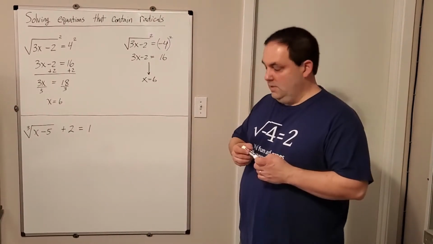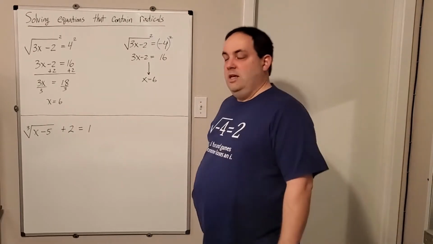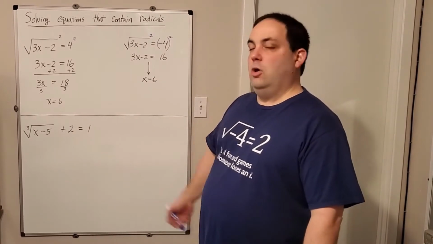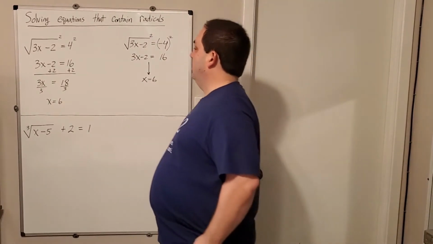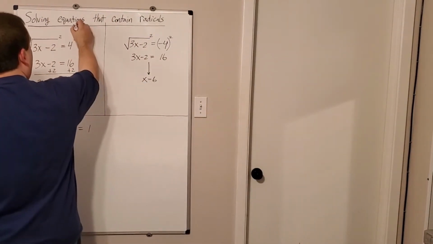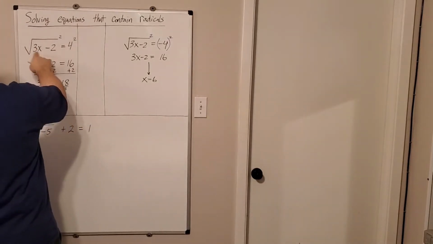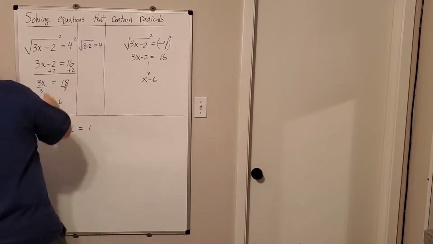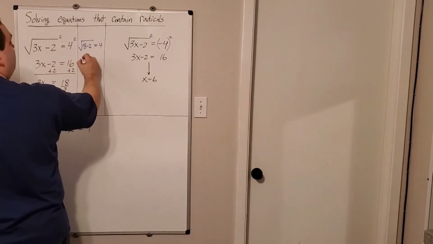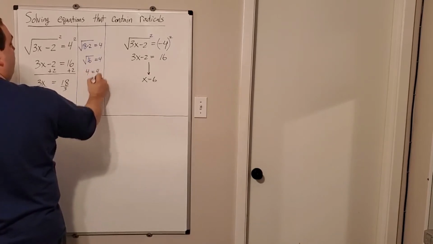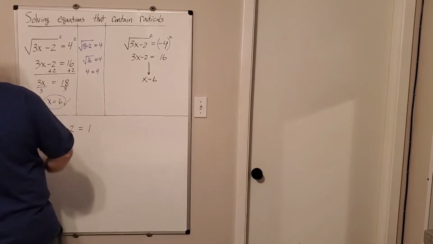No, they don't. Remember, a solution is a value that I can substitute back into the original equation, and it should cause a true statement. So let's do that here for both of these guys. On the left here, if I plug 6 back in, I'm going to have square root of 18 minus 2 is equal to 4, because 3 times 6 is 18. Then I would have square root of 16 equals 4. And I would have 4 equals 4, which makes this solution very, very good.